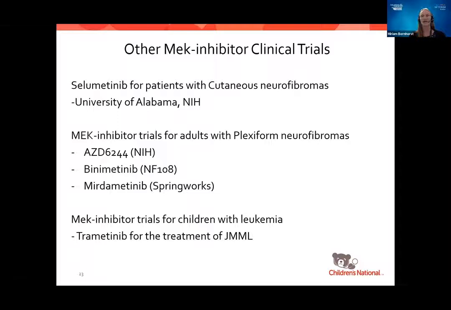And then you have the MEK inhibitor trials for children with leukemia. So there are a small number of patients with NF1 who will develop a specific type of leukemia, this JMML. And the thought with this is that if these are formed the same way, you could potentially use a MEK inhibitor. So for young children with this leukemia, they're using trametinib now to see if that helps.